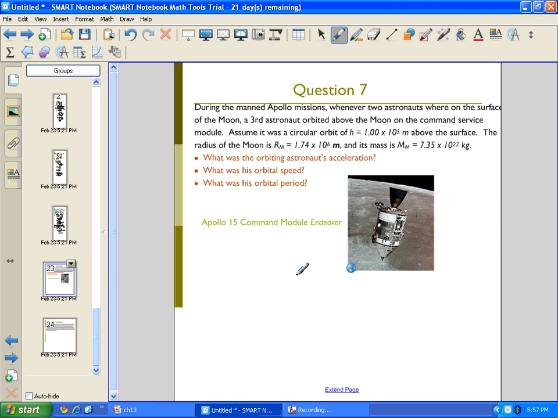During the manned Apollo missions, whenever 2 astronauts were on the surface of the moon, a third one orbited above the moon in the CSM, Command Service Module. Assume that the orbit had a value h, again this is altitude, 1 e to the 5 meters above the surface. The radius of the moon is 1.74 e to the 6 meters. The mass of the moon is 7.35 e to the 22 kilograms.